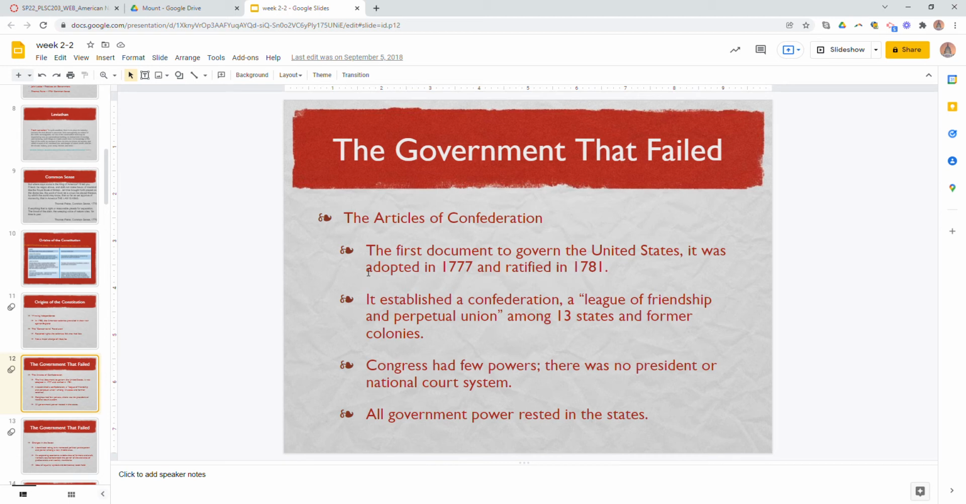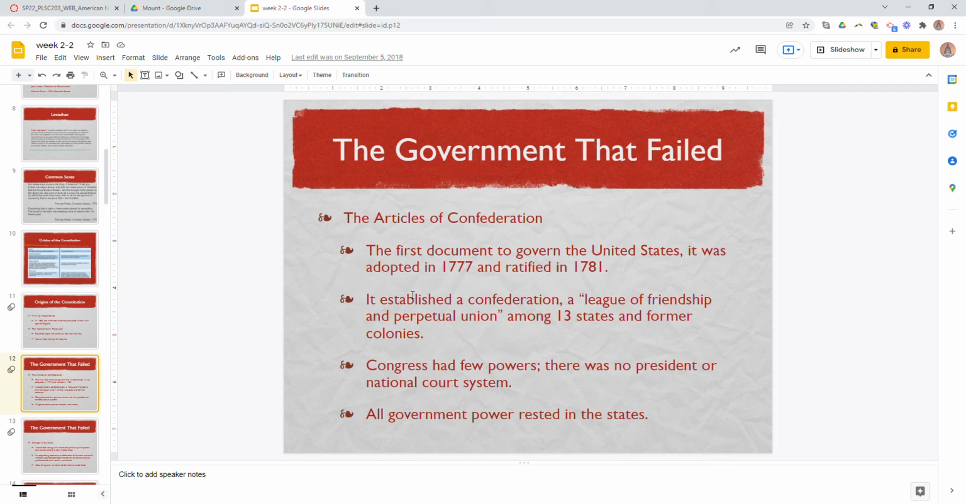Okay, so if we think of the states at this time like countries, they really were countries. That's why the United States is plural. It means that we're an organization of original 13 separate countries. Okay, and this is a treaty around them to help make trade easier and also to help defend each other. So it really wasn't a government like we would think of.